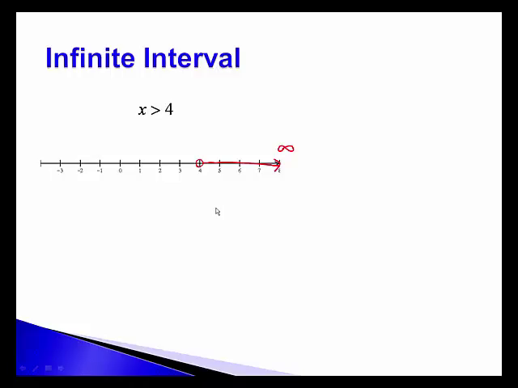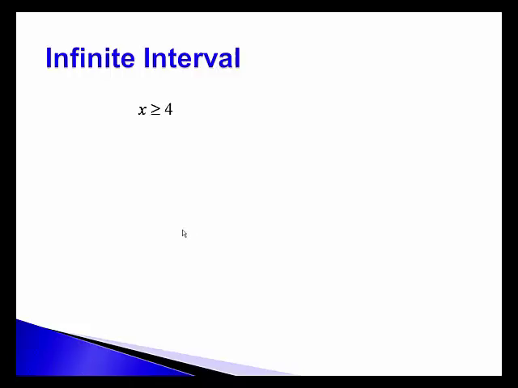This time what we want to do is write this in interval notation. Notice if you look at your number line from left to right, the first thing that you see that is shaded is the 4. And how far does it continue to be shaded? To positive infinity. Because this is an open circle, remember, that will be a parenthesis, and we always place a parenthesis next to an infinity symbol.